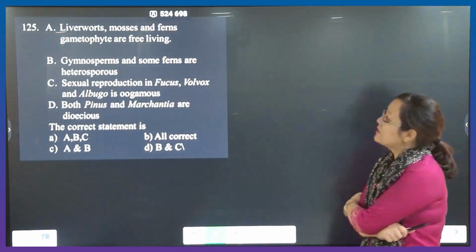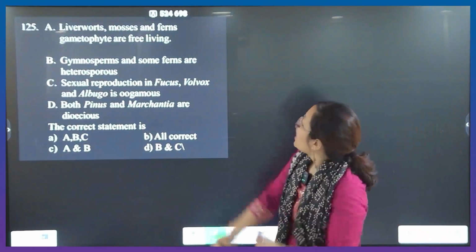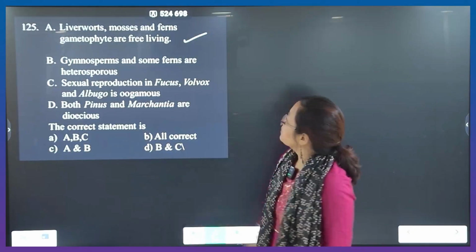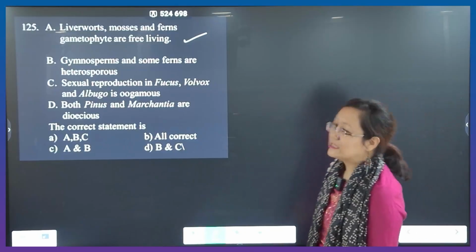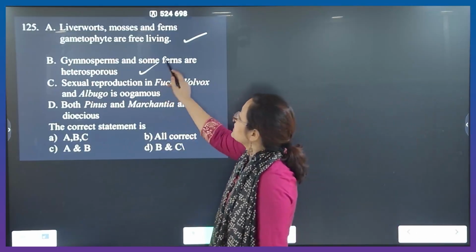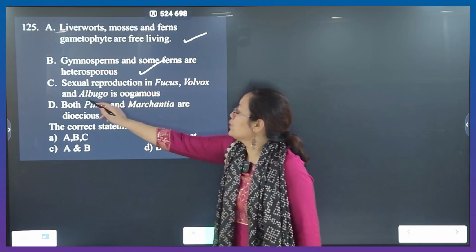Liverworts, mosses and ferns, gametophyte, are free living. This is correct. Gymnosperm and some ferns are heterosporous. This is also correct. Sexual reproduction in Fucus, Volvox and Albugo.